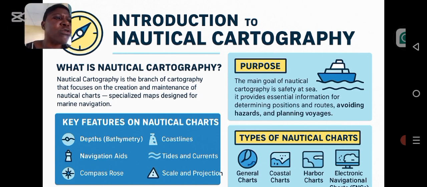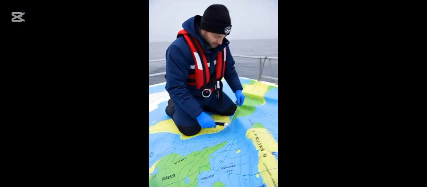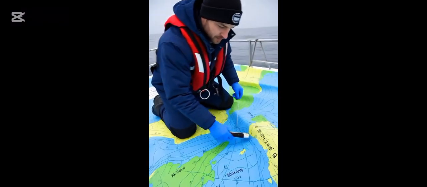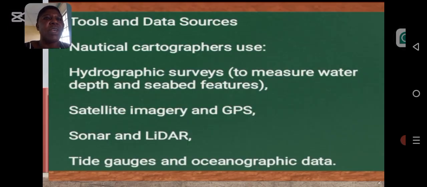Then we have also electronic navigational charts. This is the modern chart that most sailors use. It is electronic, being embedded into the electronics. So these are the few pieces of information which you need to know concerning nautical charts.